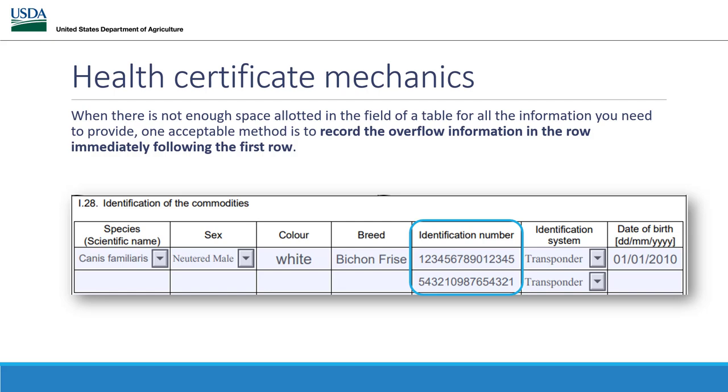In this example here, of a dog with two microchips, the first row is completed with the required information for each column. Since both microchips do not fit, the first row contains one of the microchips, and the row immediately beneath it is completed with the second microchip.